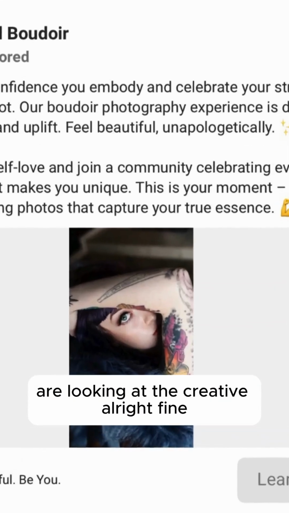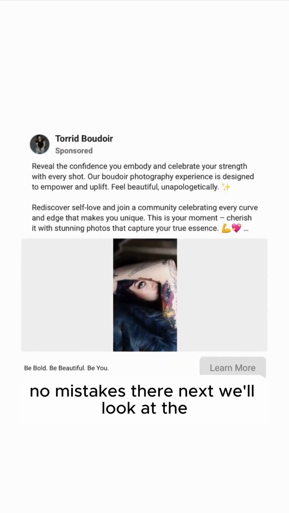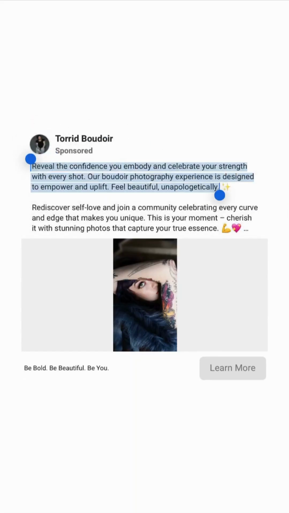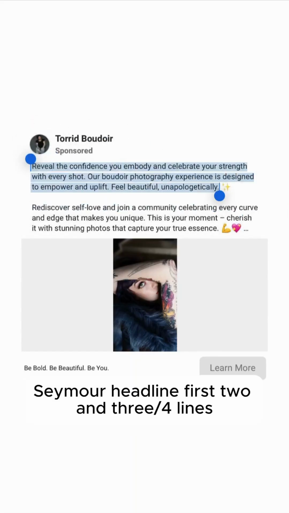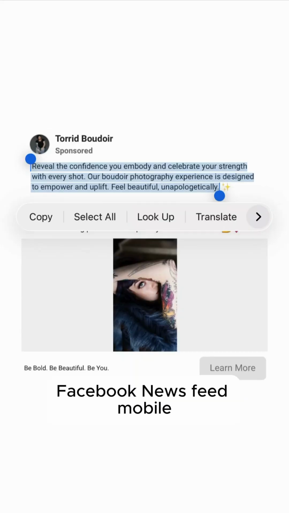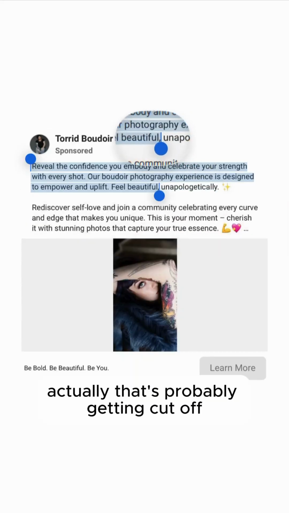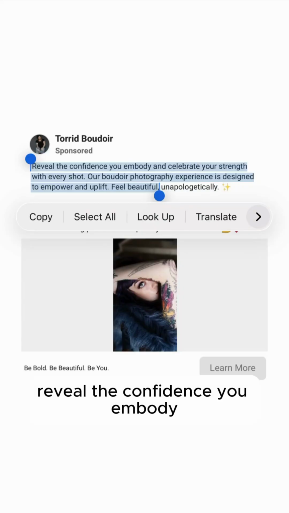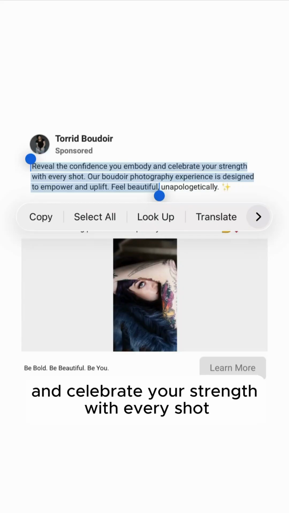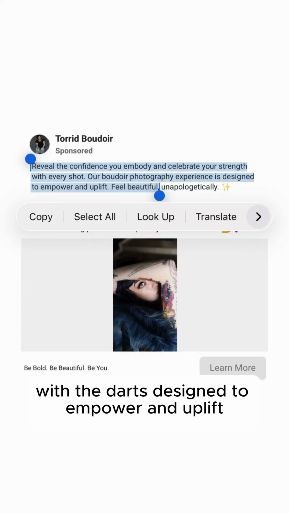Now looking at the creative. All right, fine, no mistakes there. Next, we'll look at the see more headline, first 2 3/4 lines, Facebook newsfeed mobile. Actually, that's probably getting cut off. Reveal the confidence you embody and celebrate your strength with every shot. Or with left touch designed to empower and uplift.